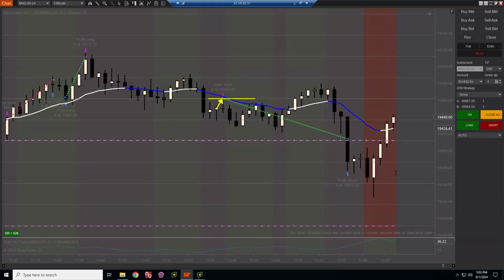What is the filter for the vertical background colors? Yeah, so that is our proprietary buy sell zone indicator. We call it the ORS buy sell zone. Very creative.